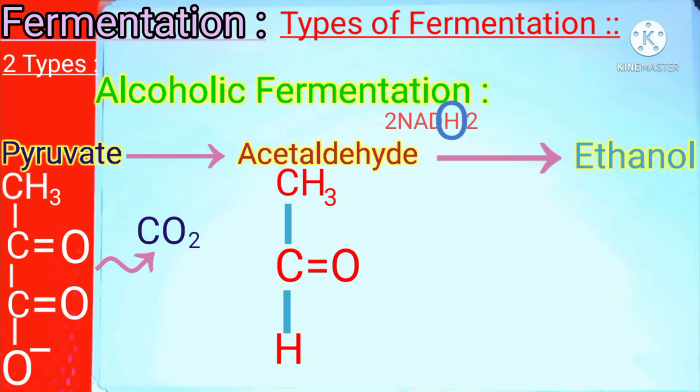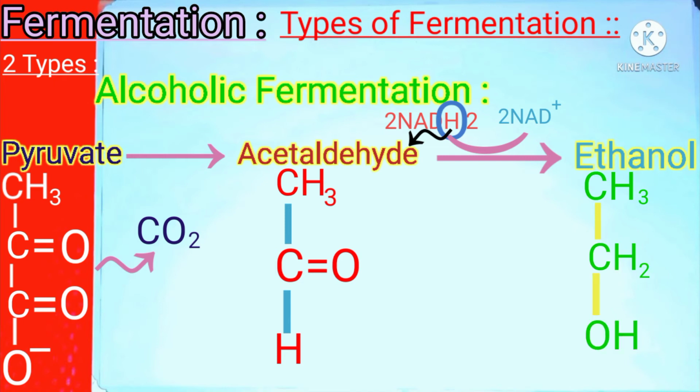So hydrogen atoms are removed from these two NADH2 molecules and they are converted to 2NAD+. Now these hydrogen atoms would be attached to acetaldehyde to form ethanol. Ethanol has the chemical formula CH3CH2OH. As we know, the hydroxyl group is the functional group of an alcohol, and when this alcohol group is attached to two carbons, it is ethanol. So in alcoholic fermentation, the NADH2 molecule reduces the pyruvate into an alcohol, ethanol.